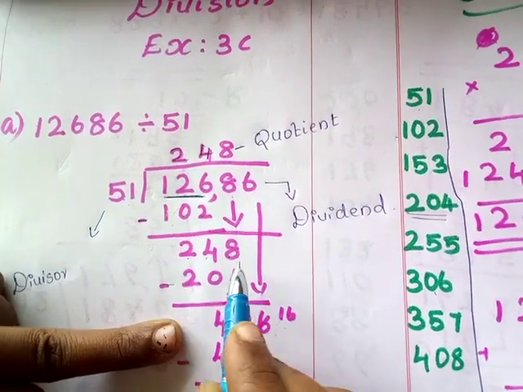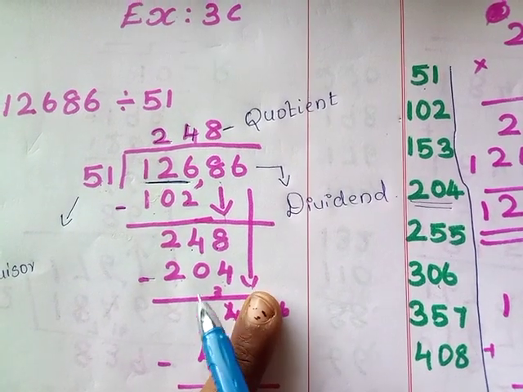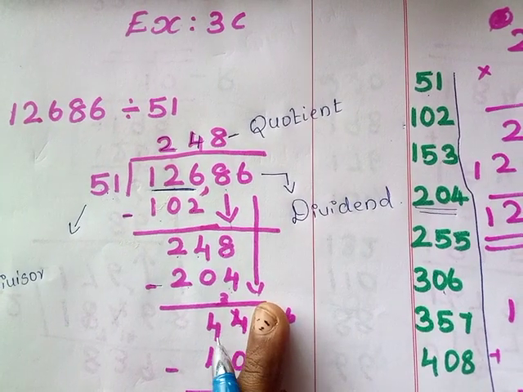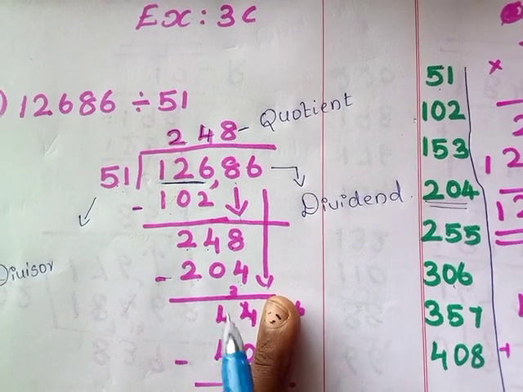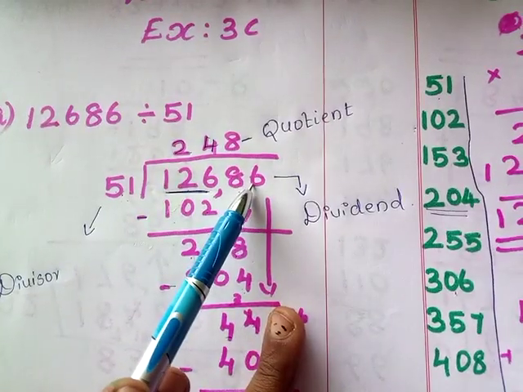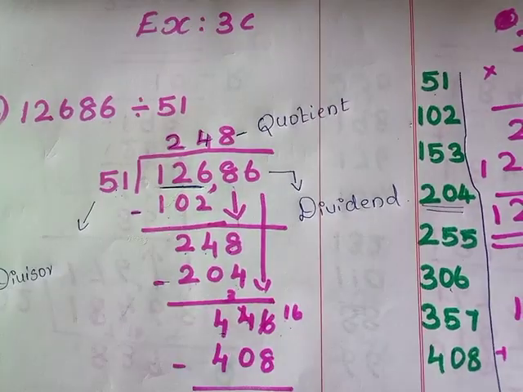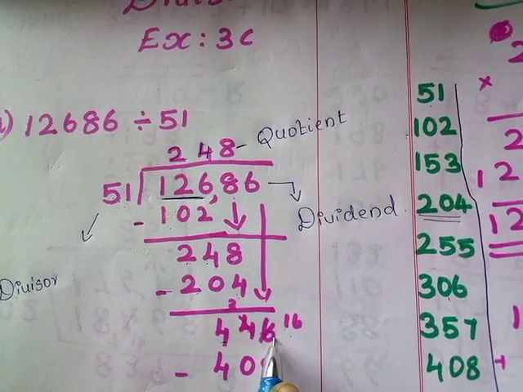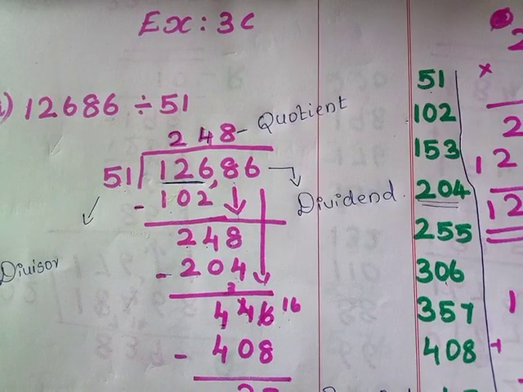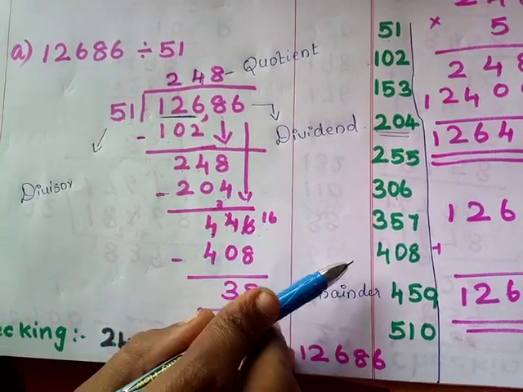And subtract. So 8 minus 4. What is 8 minus 4? 4. Right? And 4 minus 0, again 4. So now here my number is 44. Again 44 can you divide by 51? No. 44 is smaller than 51. So I have to bring down one digit from the dividend. That is 6. So bring down 6. So that becomes 446. Now 446 do we have in the table of 51? No. It is 408, which is smaller than 446 in the table of 51.